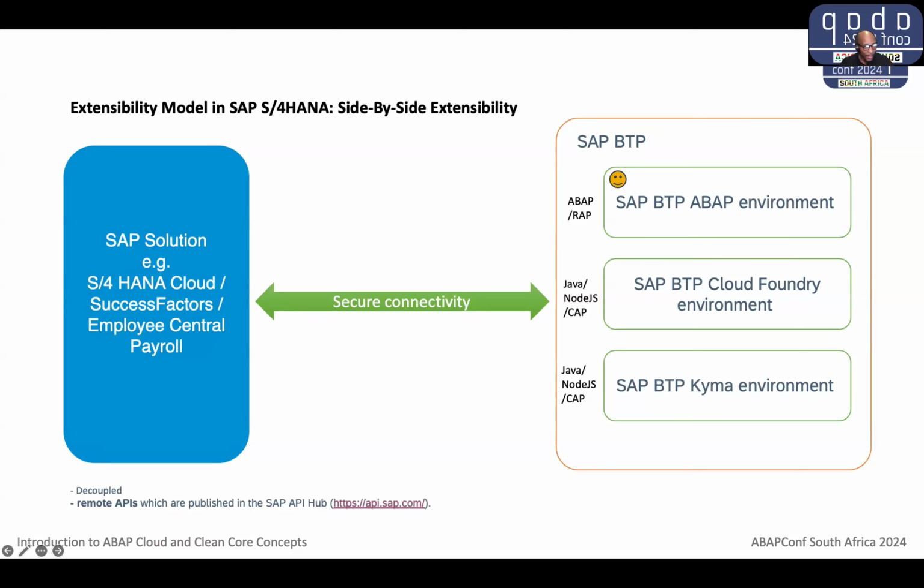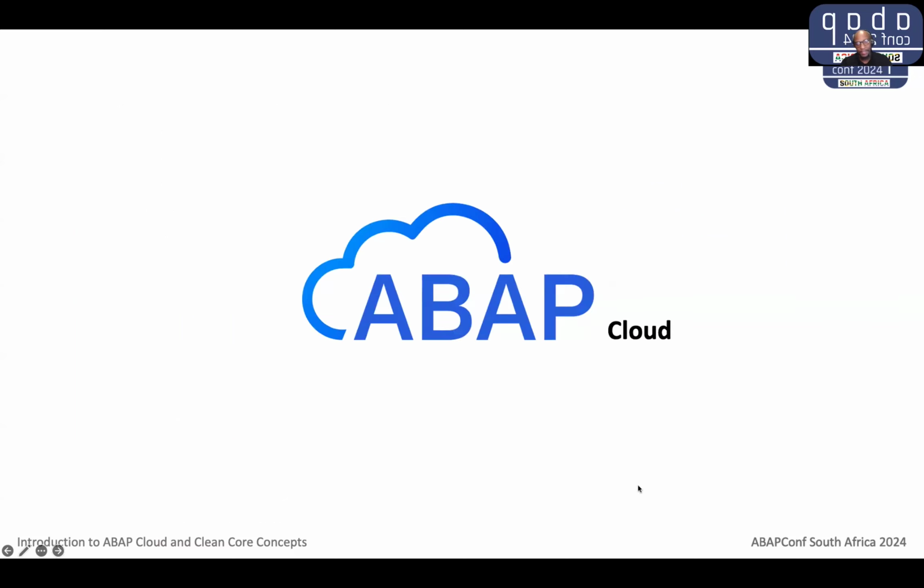Okay, so that is extensibility and side-by-side extensibility. Now let's talk about the interesting stuff. This is the core stuff that we wanted to chat about. ABAP Cloud. We've spoken about the ABAP BTP runtime, and we are now talking about ABAP Cloud. So what is actually ABAP Cloud?